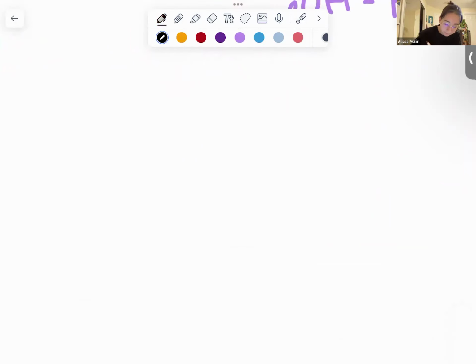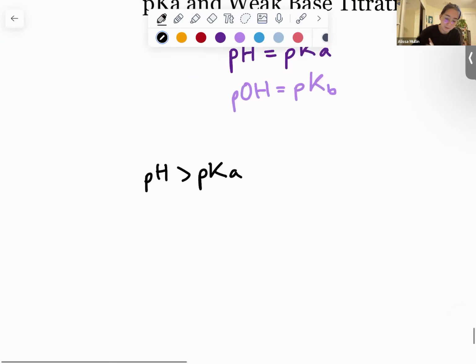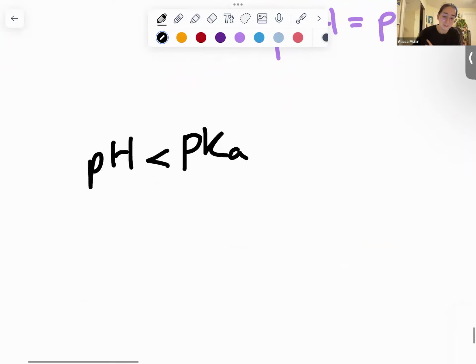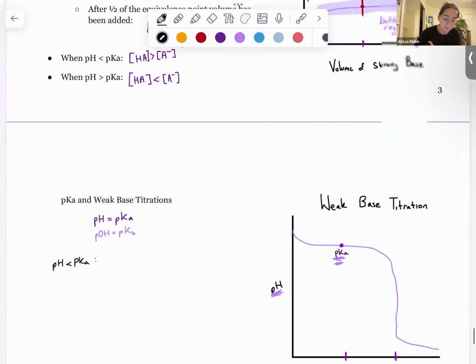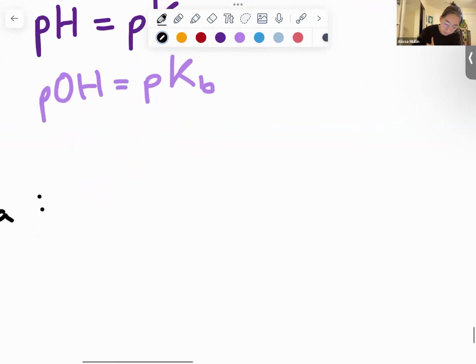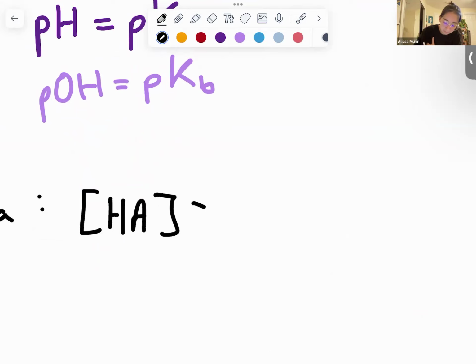When the pH is greater than pKa, right here, let's do it in the same order as before. pH is less than pKa. So same exact relationship as before. When pH is less than pKa, the conjugate acid, here I'll write it the same way we had it before, there's more of it than the base.